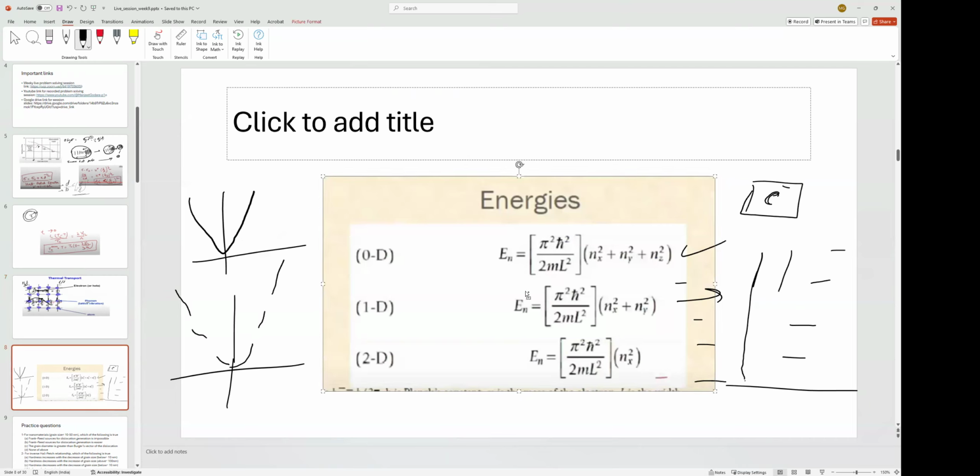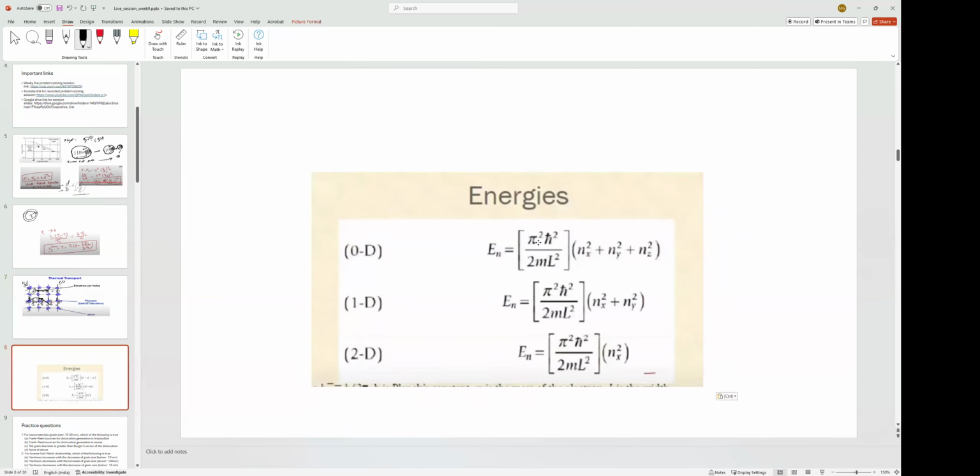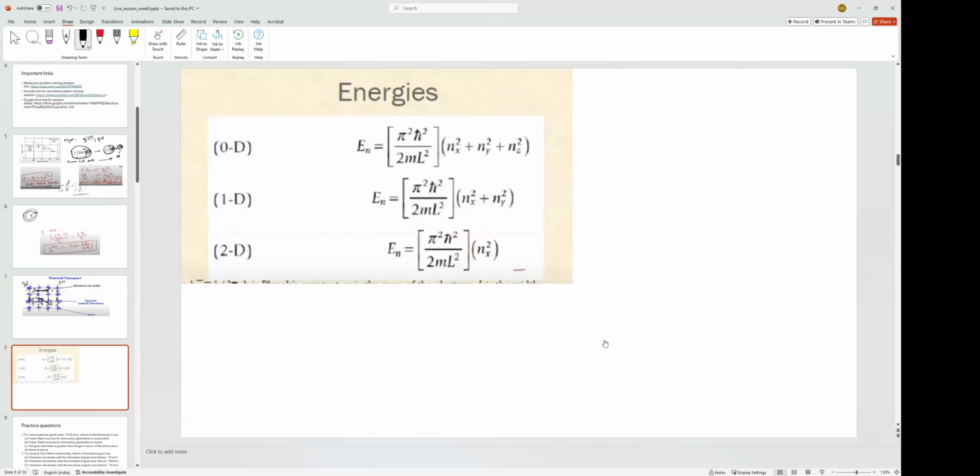This is the band structure. If you have a 3D material, your bands look something like this. This is the energy, and this is k, the wave vector. Along these wave vectors, all energy levels are possible. There's a continuous distribution of energy.